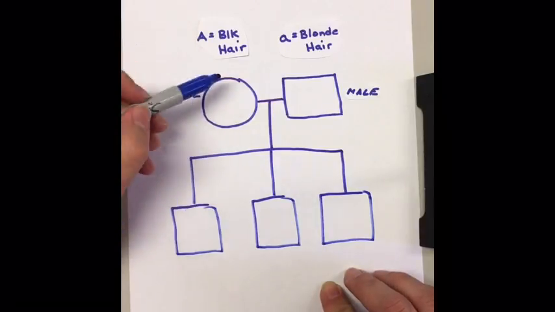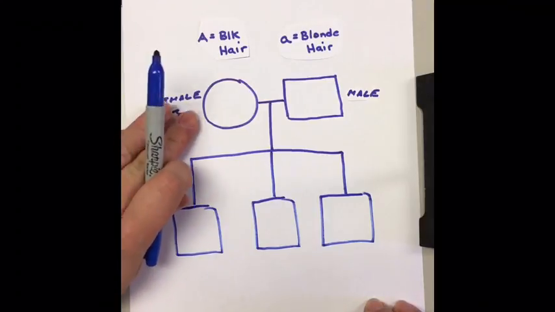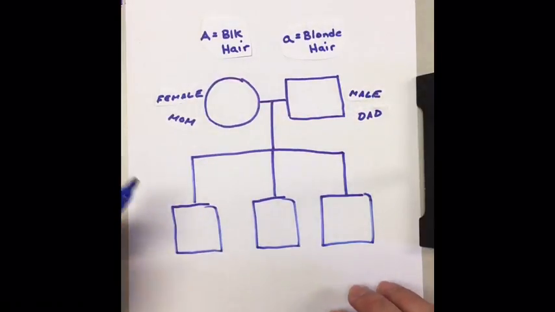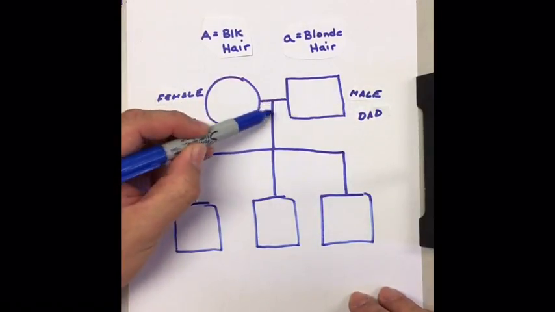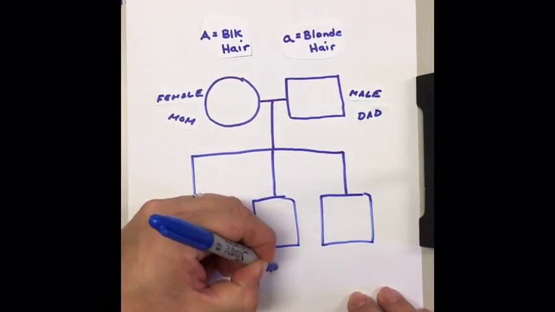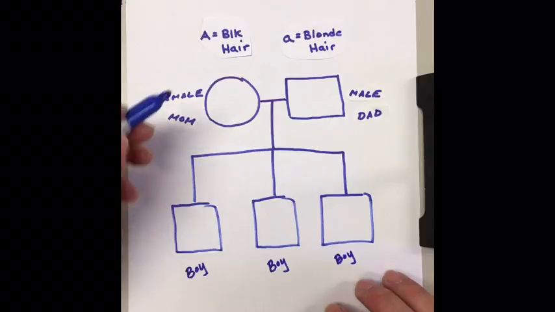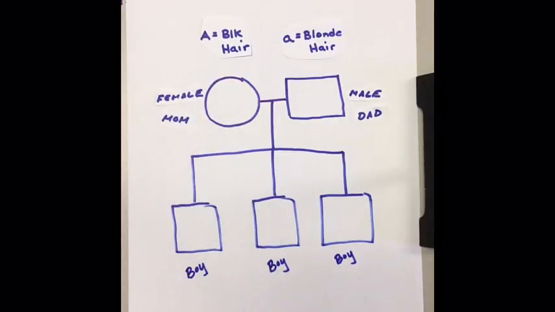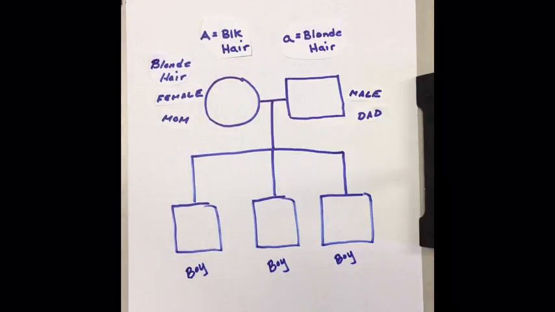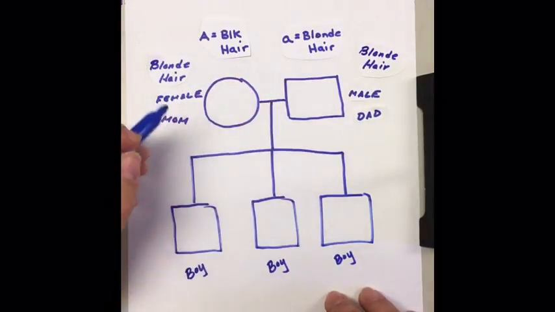Now we have mom, dad. So let's do that. Mom, dad. Mom and dad got married, had kids: boy, boy, boy. So this is a son, or a boy. Now let's imagine that both parents had blonde hair. So their phenotype was blonde hair for both parents. Mom had blonde hair, dad had blonde hair.